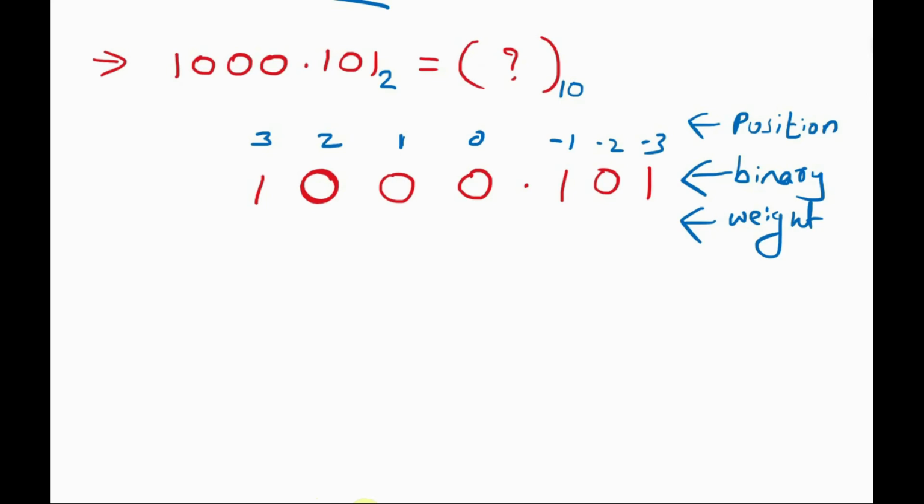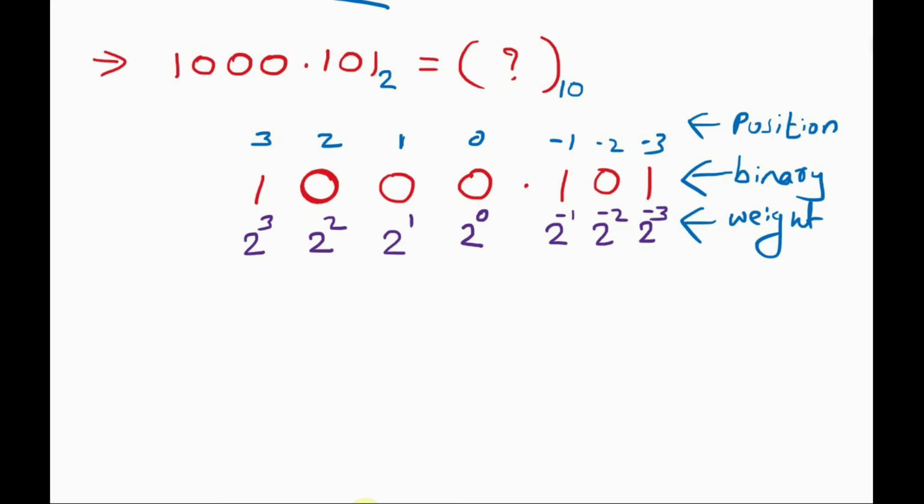Now we will write the weights. The base is 2, so 2 raised to 0. This is a binary number, so the base is 2. Base raised to position is the weight. This is 2 raised to 1, 2 raised to 2, 2 raised to 3. And for the fractional part, the weights are 2 raised to -1, 2 raised to -2, and 2 raised to -3. So how to find the decimal number? Multiply the bit with its weight and add the result.